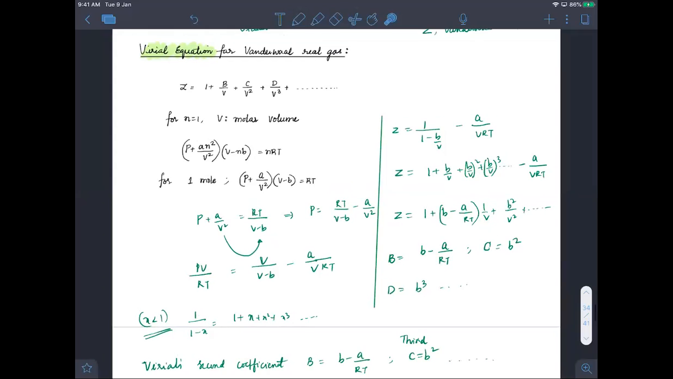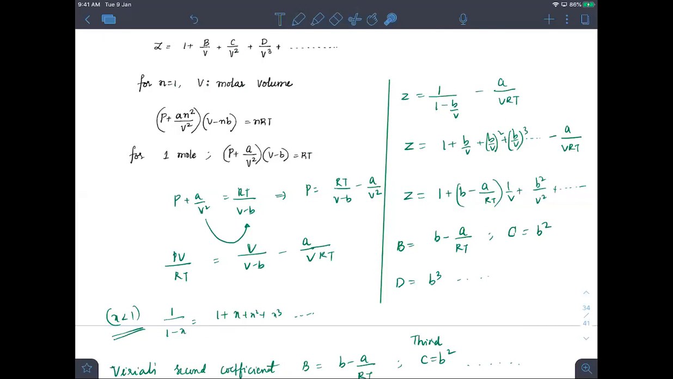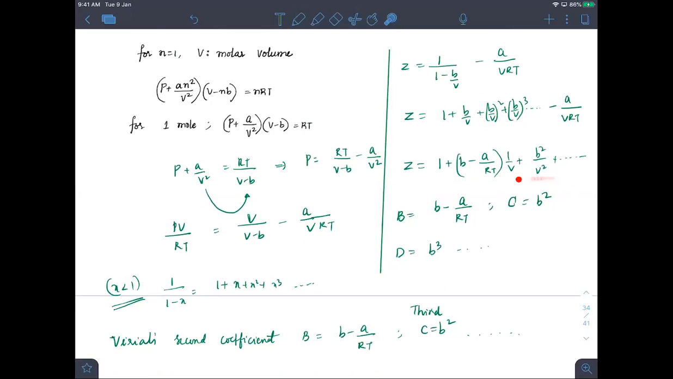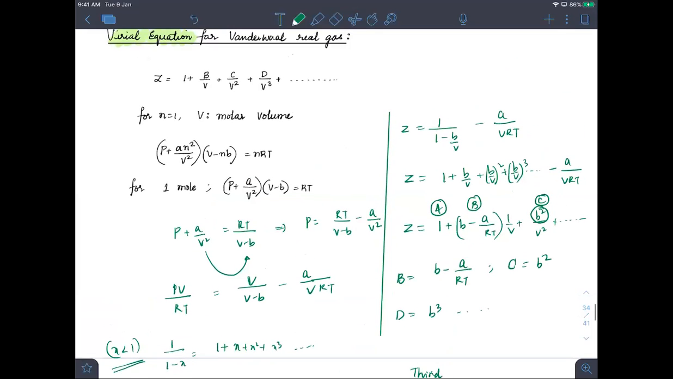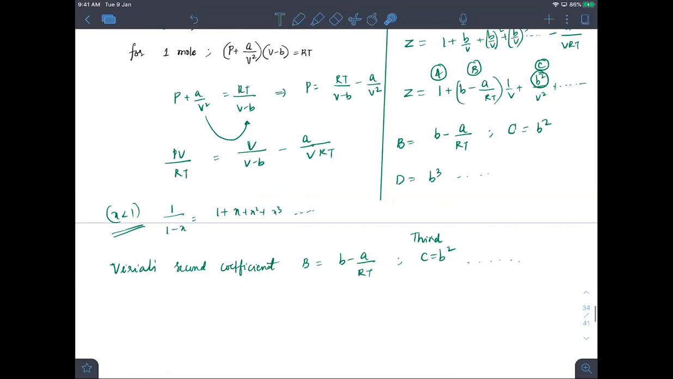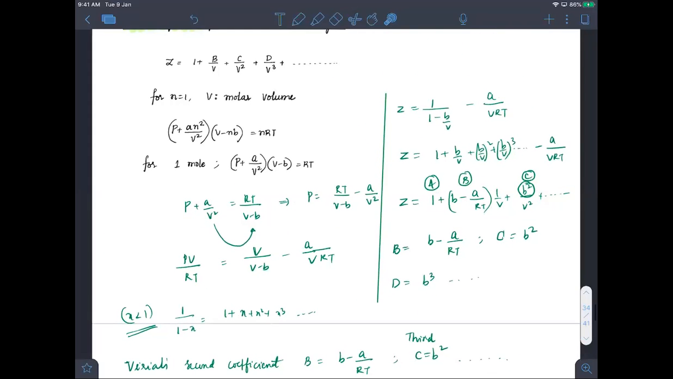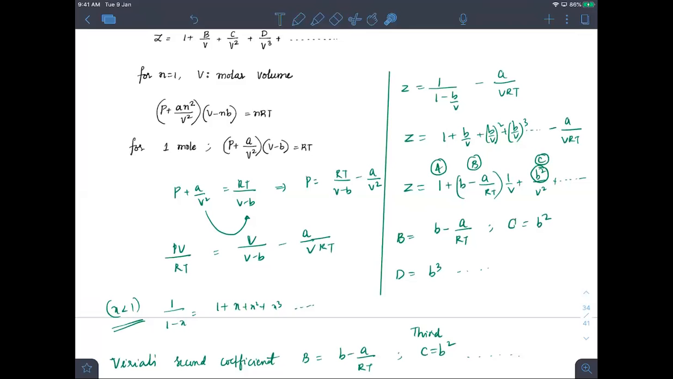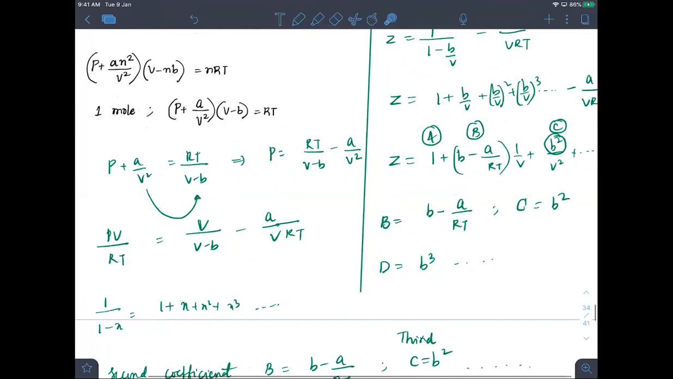So, how did you calculate the third coefficient? This is a continuous equation. So this is the value of A, this is the value of B, this is the value of C. So C is b square, if you compare here, and D will be b cube. Okay. Got it? So for the third, fourth, or any coefficient that is asked, you should be able to relate it.